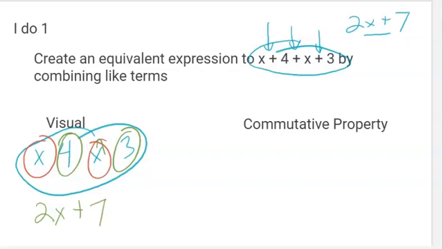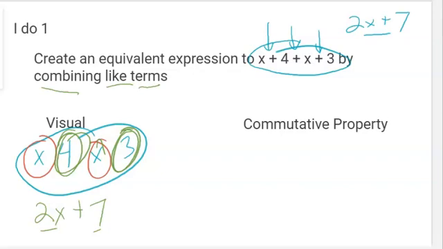If I do that, that's called combining like terms. The 4 and the 3, which I've circled in green, are like terms. They're both numbers. And the x's, which I've circled in red, are both variables. They're like terms. So when you combine them, you can do this. And that's a much simpler expression, 2x plus 7, than this one.